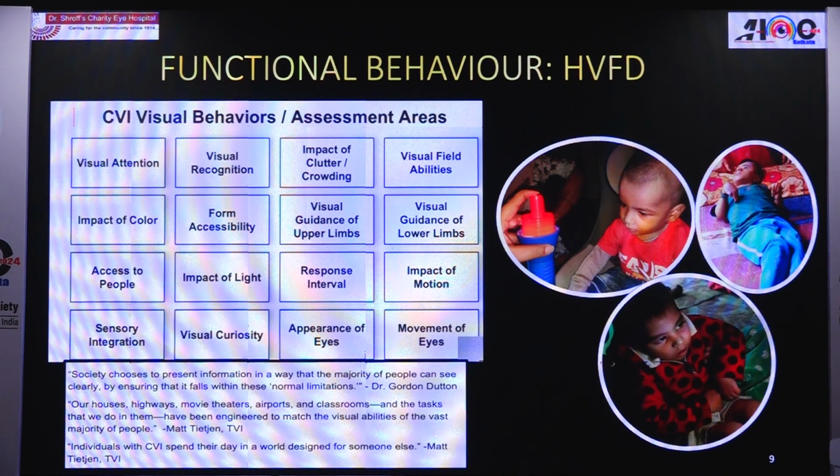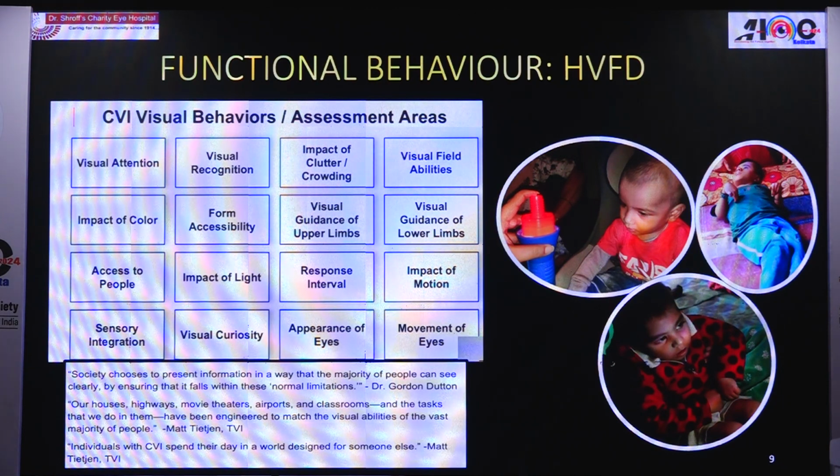Response interval is latency or reaction time. Given a situation, they would take time to react to that situation. However, if they know that it is a familiar one or an object of their choice, their reaction time will be quite short.